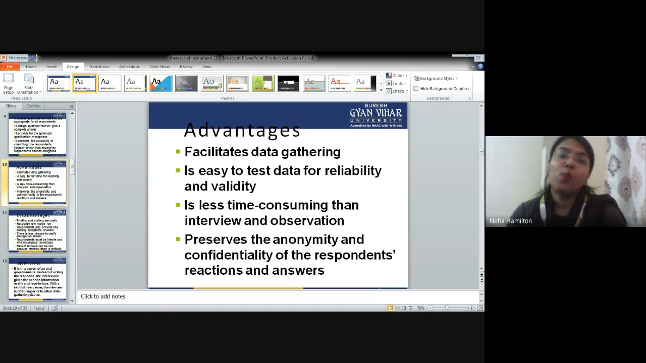Next is facilitates data gathering. What are the advantages of a questionnaire that we have to understand? So the first advantage is that it facilitates data gathering or data collection. It is easy to test data for reliability and validity. So the basic advantage is to test data for reliability and validity, and it is less time consuming than interview and observation. Okay, so it consumes very less time as compared to interview and observation.